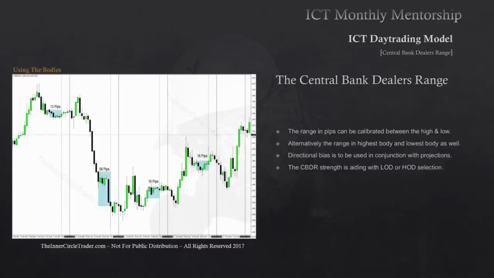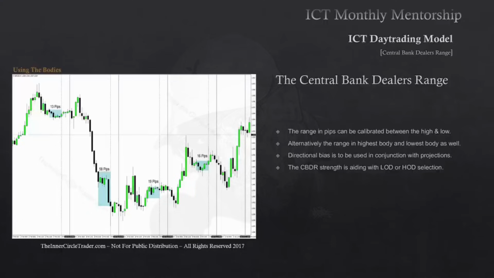Now this chart represents the central bank dealers range using the bodies. I have to admit, I like to use the bodies predominantly because the wicks are always going to show erroneous price because of your dealing spread through your broker. Everyone's going to have a disparity between their high and their low on every candle. It's never going to agree. So what I use is the bulk of the trading, which is the body.